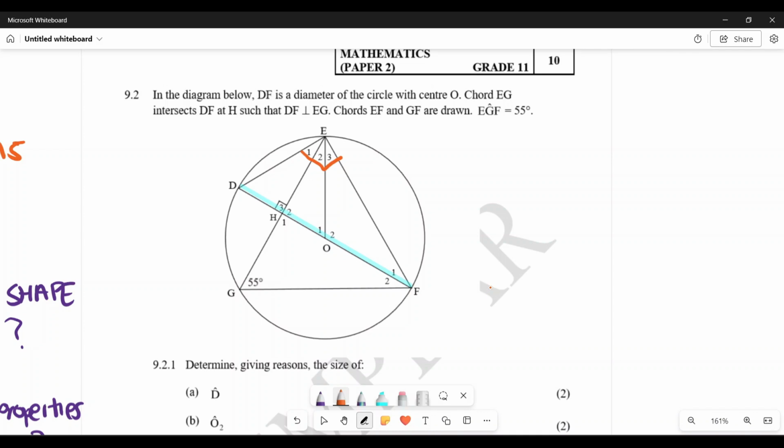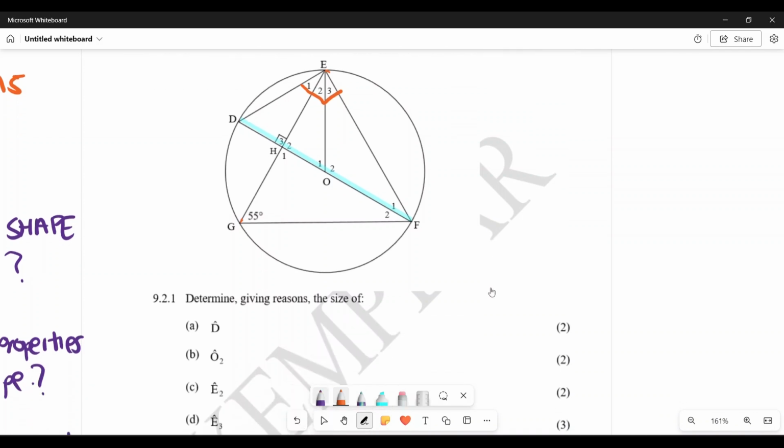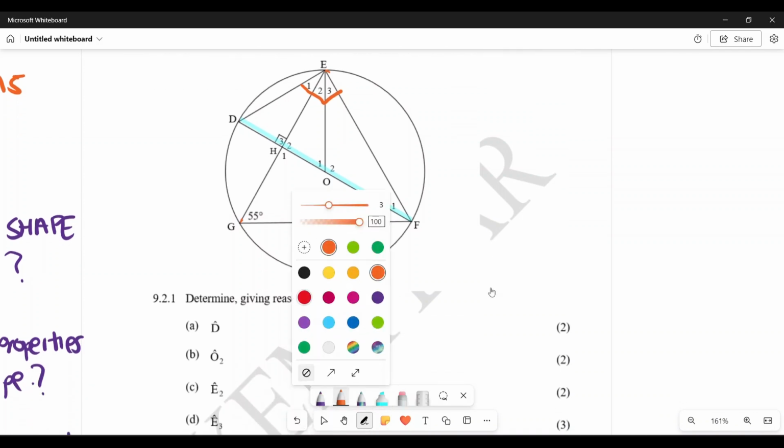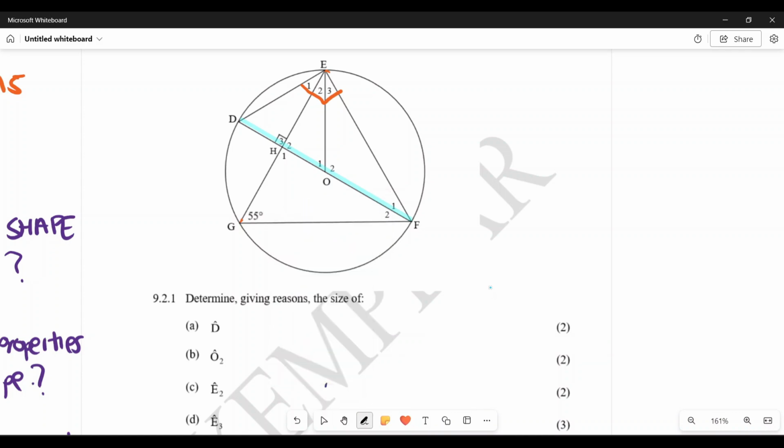Now, the center of the circle is O. Chord EG intersects DF at H. This is chord GE. We are also given that DF is perpendicular to EG. We are also given this angle G as 55 degrees. The first question that we are asked is that we need to find the angle D.